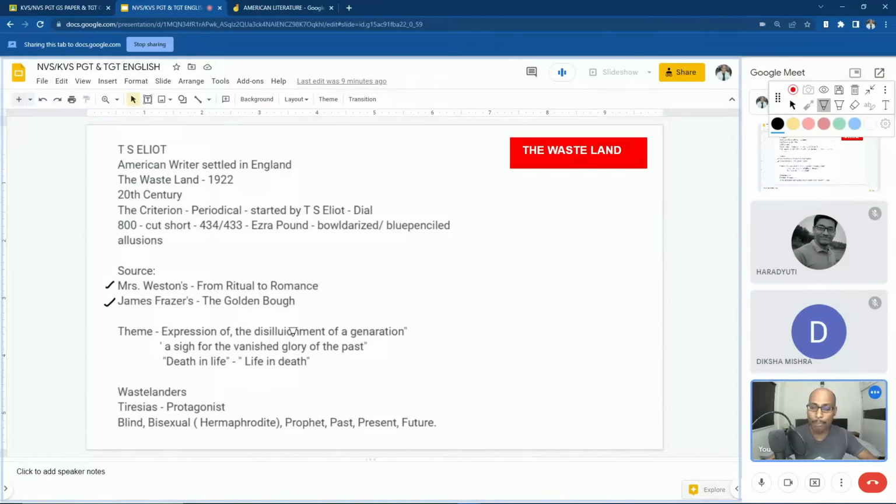And now the characters who are in this poem are known as wastelanders. London is the place where these wastelanders are living. According to T.S. Eliot, the whole world is a wasteland and we are all wastelanders.